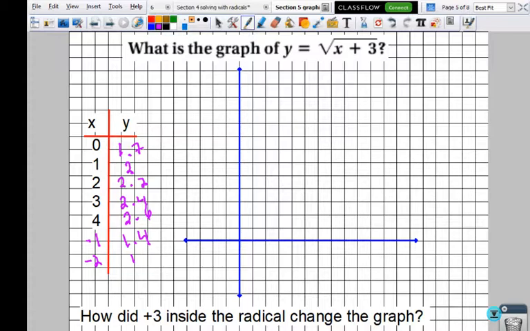Since negative 1 and negative 2 work, let's double check negative 3 and negative 4. When I did negative 3, I got 0. When I did negative 4, I got undefined. Whatever number you add, just copy down mine.